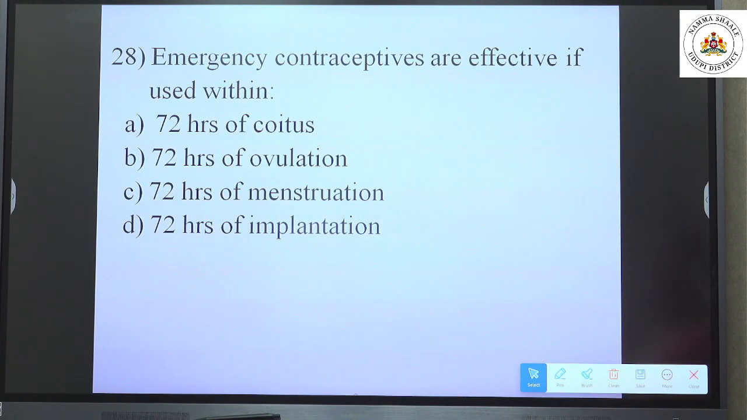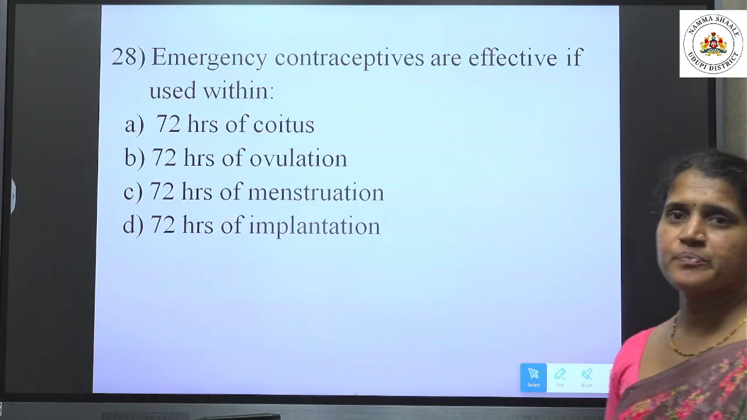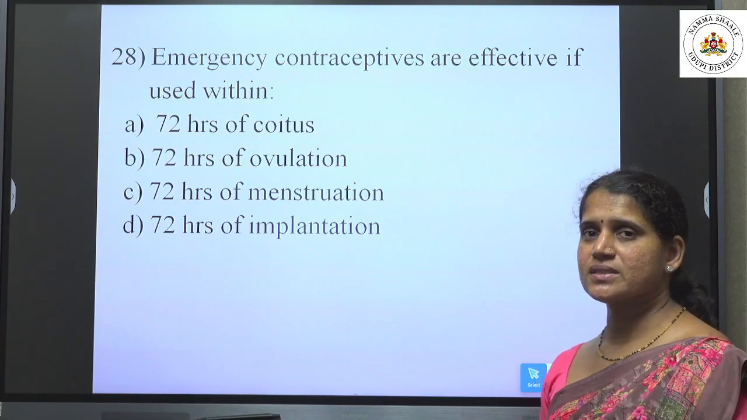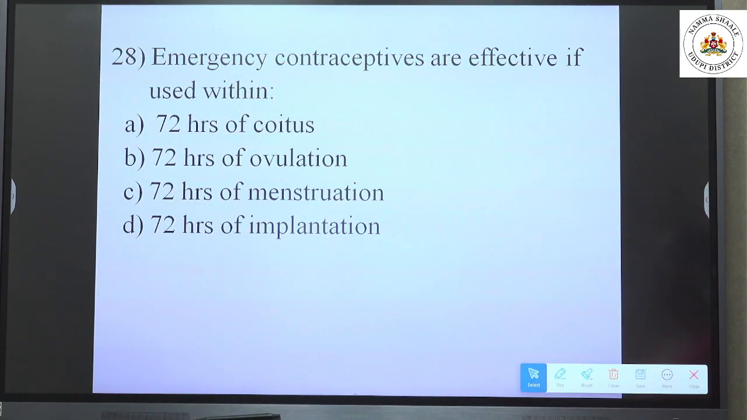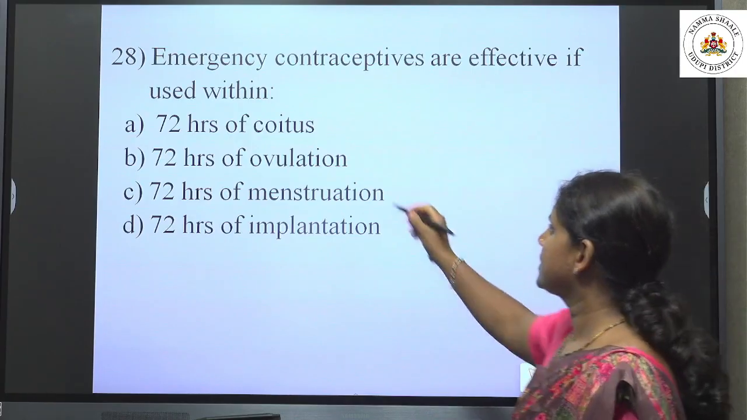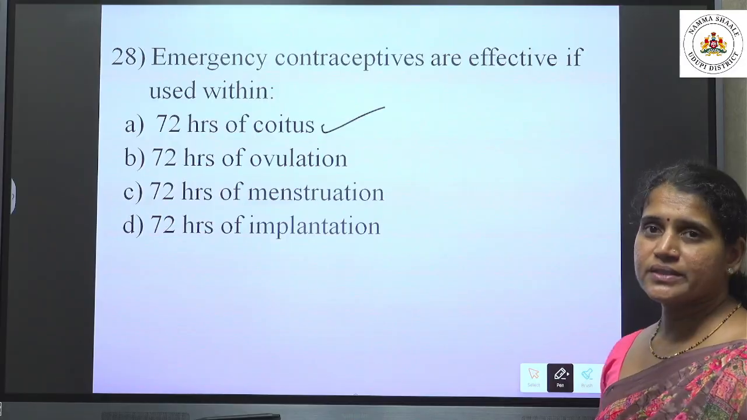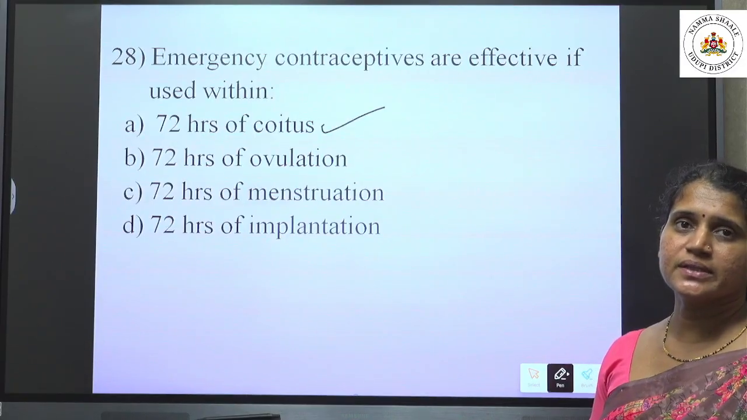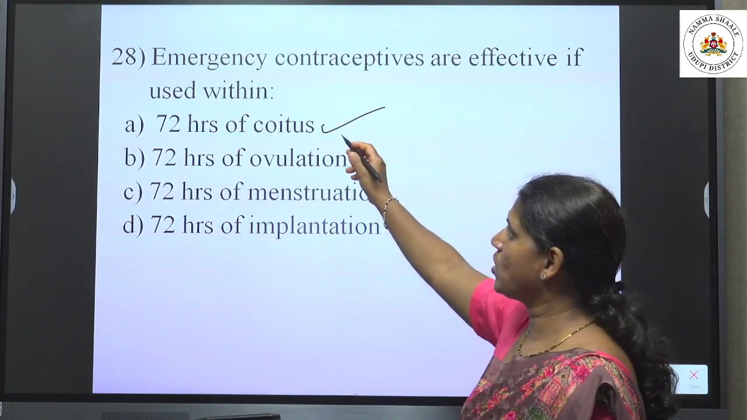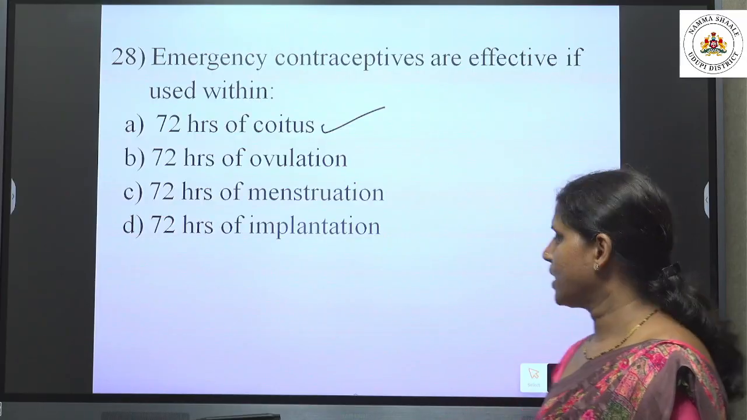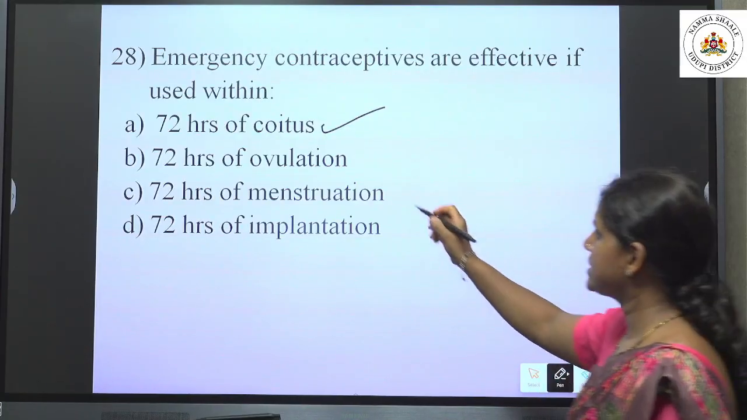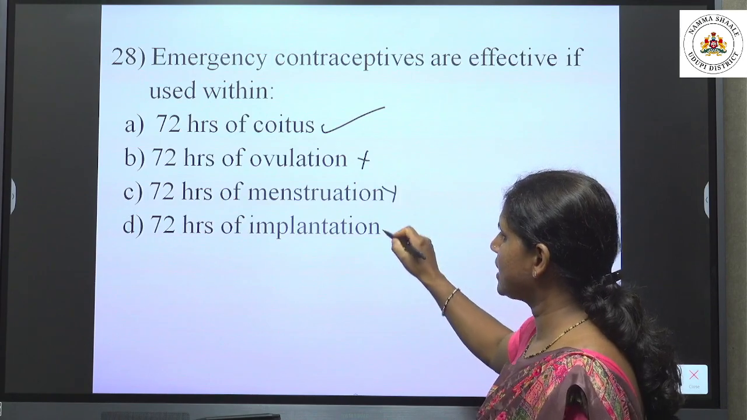Emergency contraceptives are effective if used within, especially in cases like rape, 72 hours of coitus, mainly to prevent unwanted pregnancies. So hence option A is correct. This is a wrong one. All these are wrong.